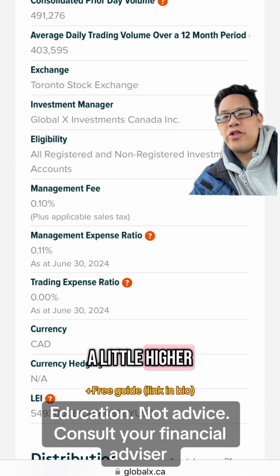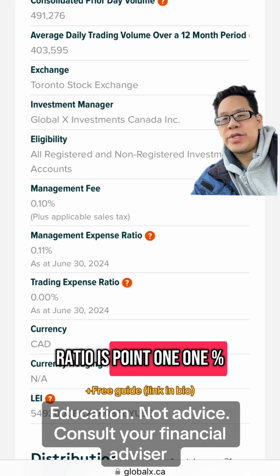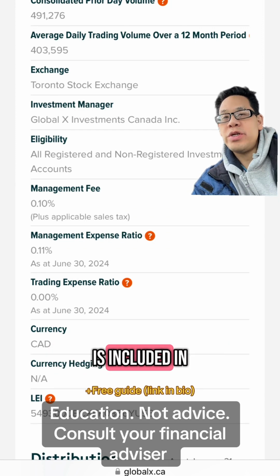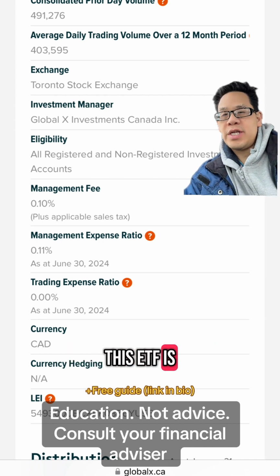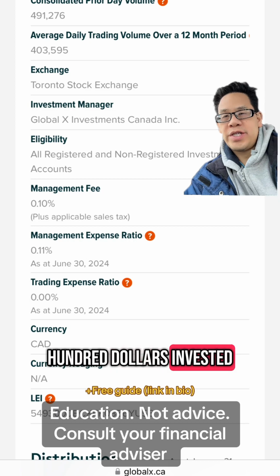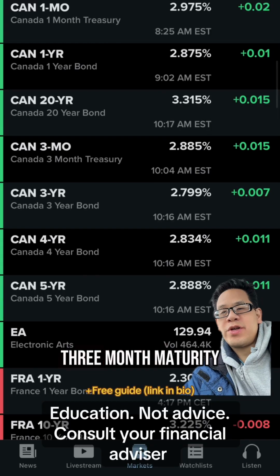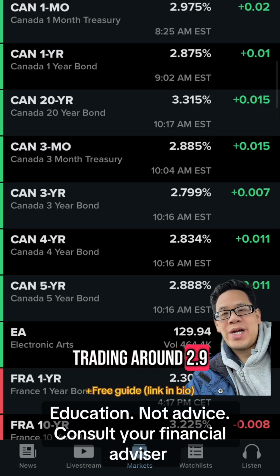The fee is a little higher. The management expense ratio is 0.11%. Management fee, which is included in the management expense ratio, is 0.1%. Cost to own this ETF is 11 cents for every $100 invested per year. You can see here everything with a 3-month maturity or less is trading around 2.9 or 3%.